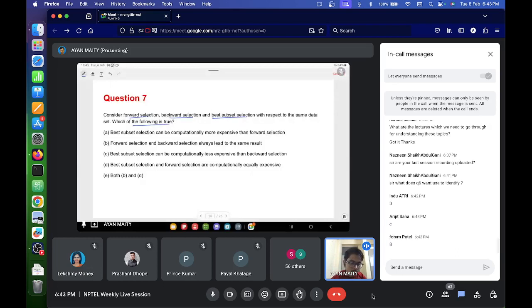Indu Atri is saying D. Abhijit Shah is saying C. Forum Patel is saying B.